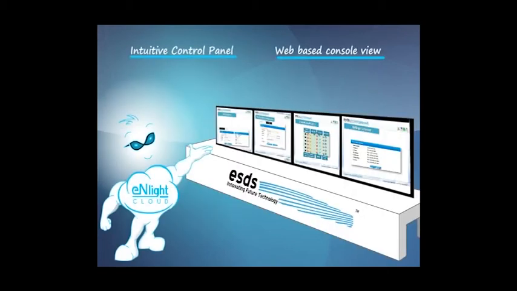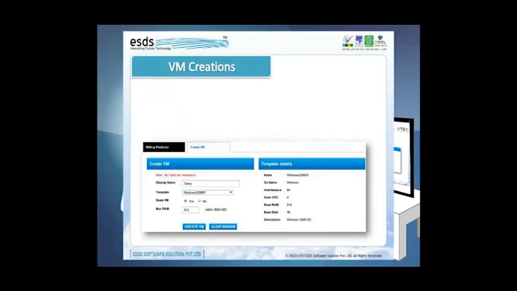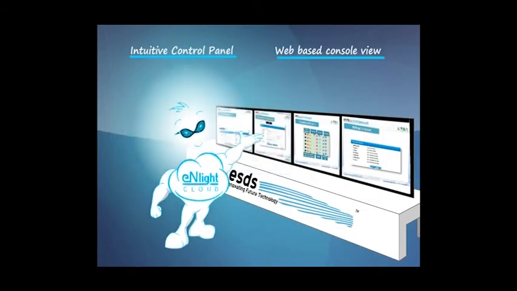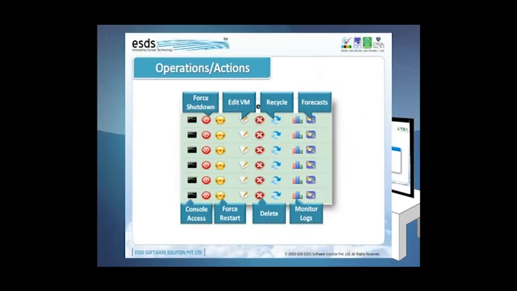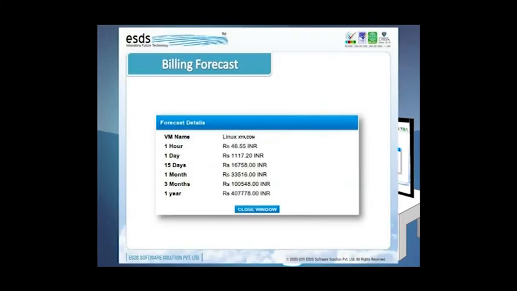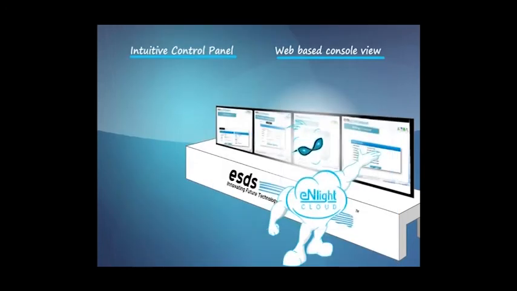Intuitive Control Panel. eNlight comes with a simple and very user-friendly control panel interface. You can create VMs, edit settings, start, shut, and even reboot your VMs. You can forecast your monthly bills and perform many more critical day-to-day functions. eNlight facilitates automation of the day-to-day management of your server in order to simplify and smooth the entire process.